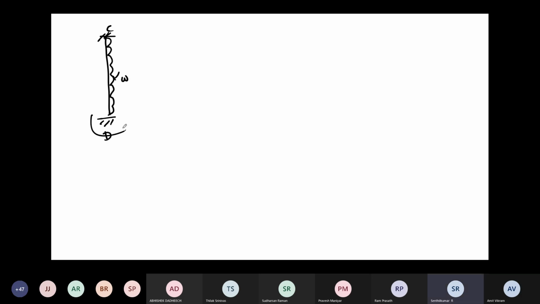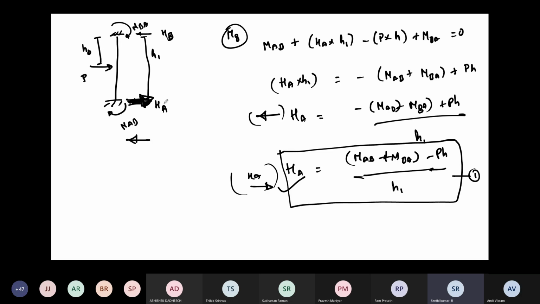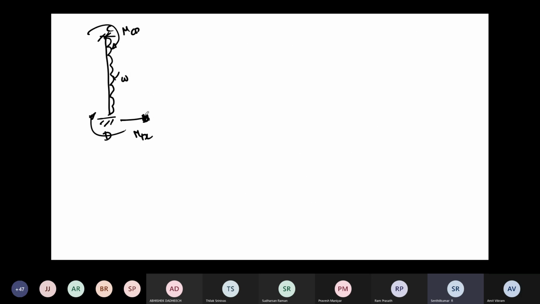Next member is again this one, CD. W. So what we have done is we applied clockwise moments, MDC, MCD. Directly I am assuming this direction, we'll start with the positive side itself. Like this is HD, this is HC. This is small H2. So what is your HD?